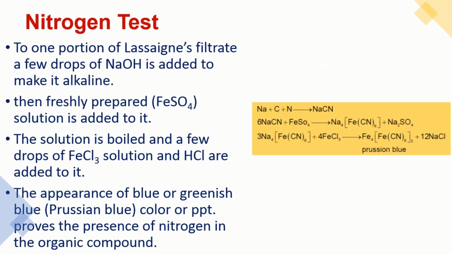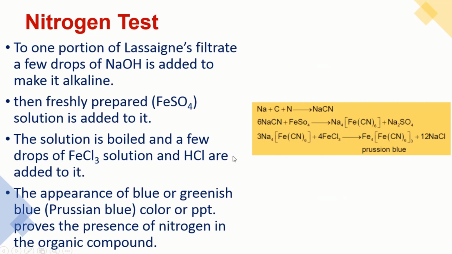So first we come to the nitrogen test. We take 1 part of the Lassaigne's solution and we add a little bit of sodium hydroxide to make it a little alkaline, meaning basic. Then we add ferrous sulfate solution into it. And then this solution is boiled and a few drops of FeCl3 and HCl are added.